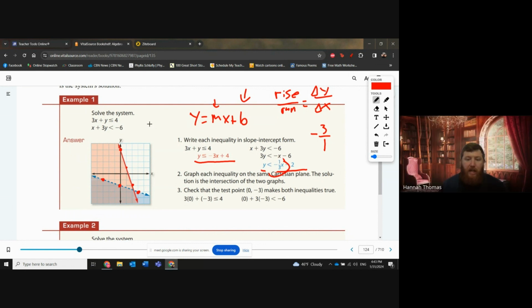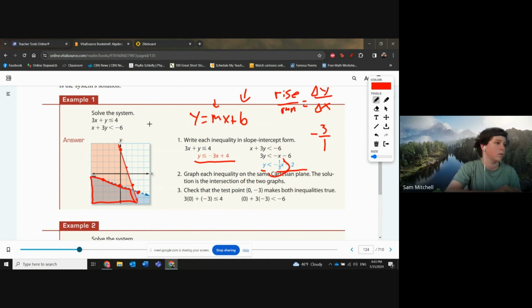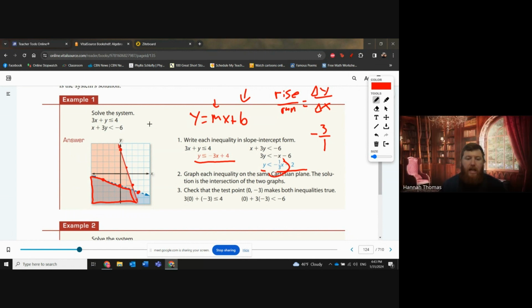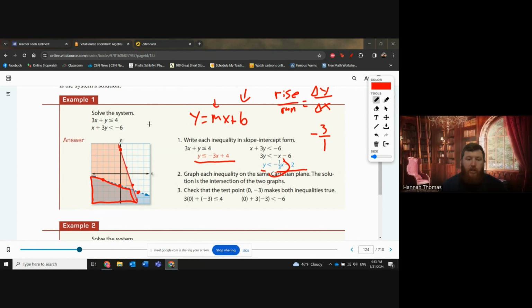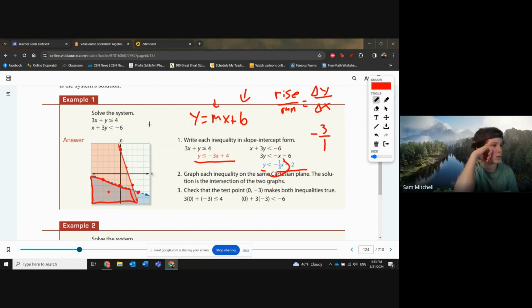Now, both of these are less than, so we're going to go on the line and move down and shade everything below it. Same thing for the other, everything below it. Where they overlap in their shading is the solution to the problem. Anything in this little box I created would be a solution.